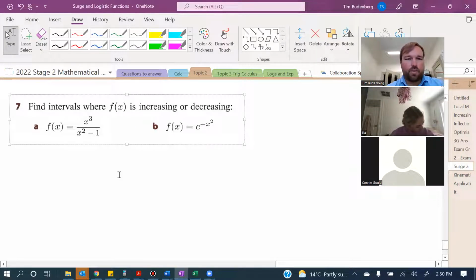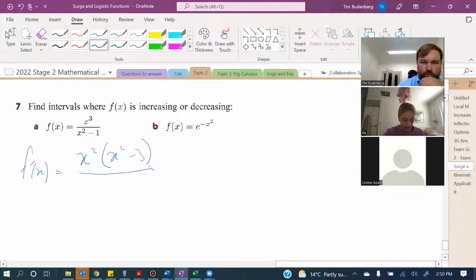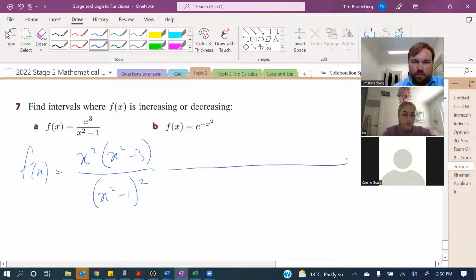So what was your derivative? I got x squared times bracket x squared take 3, over x squared take 1, and then the whole thing squared, which is cool. Yeah. All right. So your sign diagram would have been 0, an asymptote at 1.